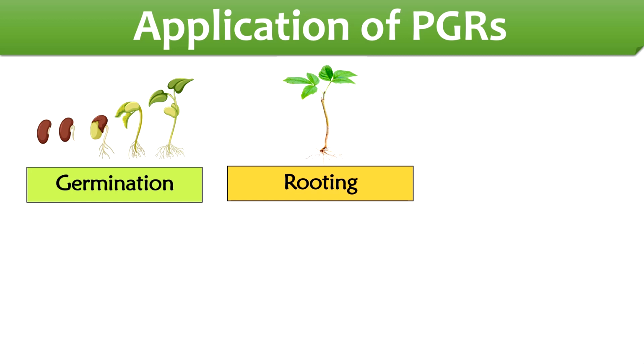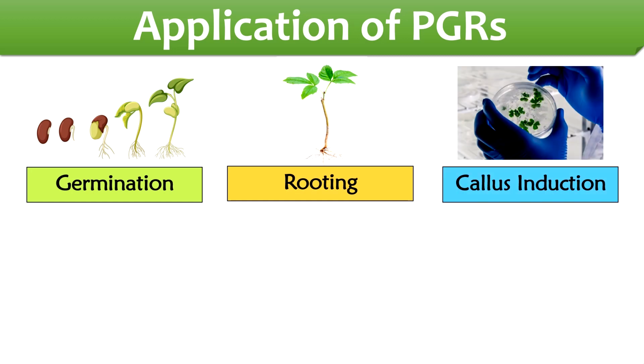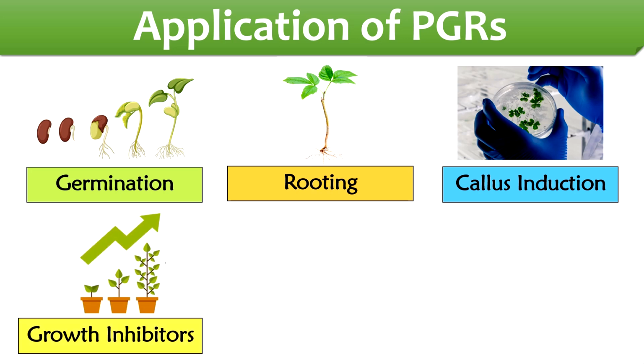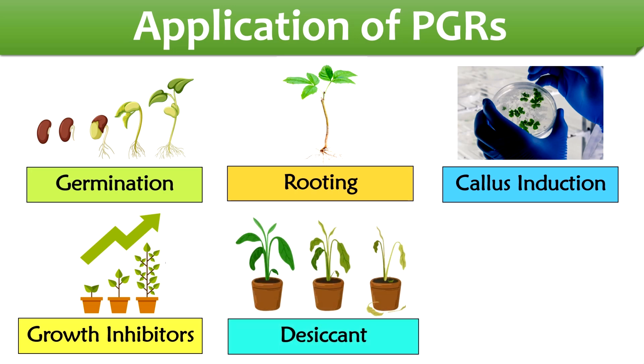Rooting. Auxin is a rooting hormone that is widely used on stem cuttings. Callus induction. Cytokinin and auxin induce callus formation from the explant in tissue culture. Growth inhibitors. PGRs inhibit apical growth and promote lateral bud growth, which results in bushy plants with an increased number of flowers and fruits.